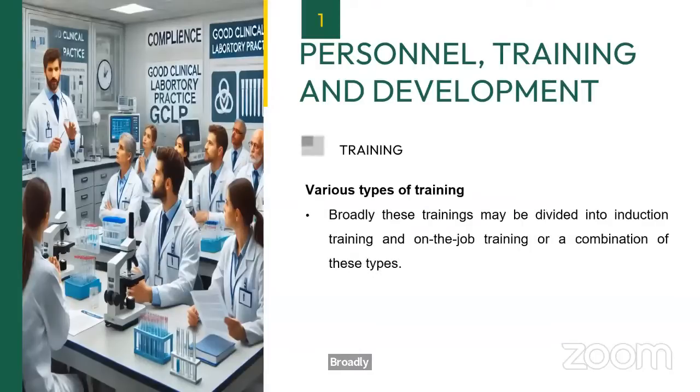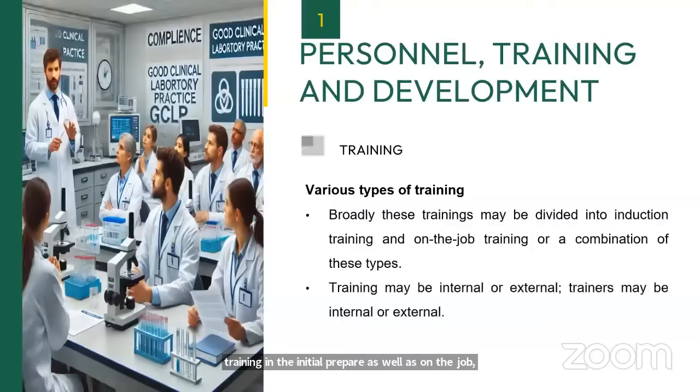Broadly, these trainings can be divided into induction training as well as on-the-job training. Once a new staff is employed in your laboratory, they should undergo an induction training. That is the orientation with respect to your organization, its working and functions, and their job responsibilities in the organization and in the laboratory, as well as on-the-job training. There should be continuous training, not only at the beginning, after which they have forgotten everything. A combination of both types of training should be used. They should be given training in the initial period as well as on the job, and continuous training should also be given to personnel working in the laboratory.